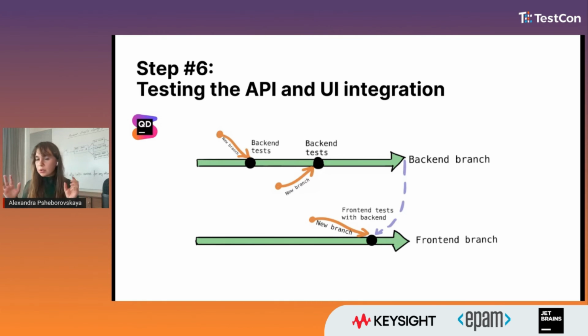So because the API tests in the main branch are always green, and the UI tests use the latest version of the backend main branch, we are able to ensure API and UI compatibility. So it was about the release process a little bit.